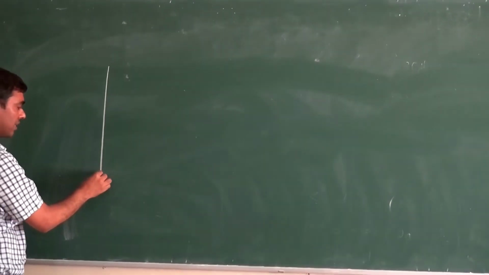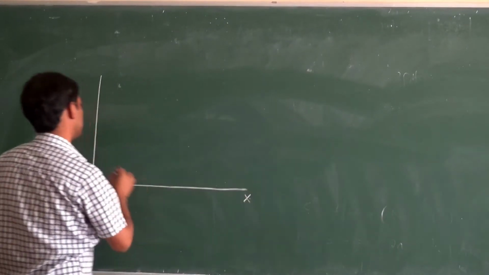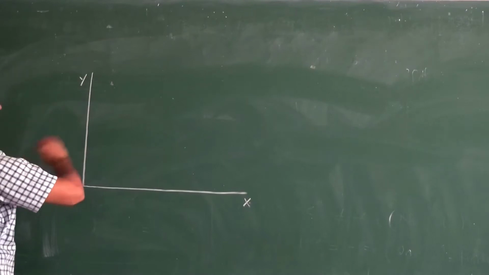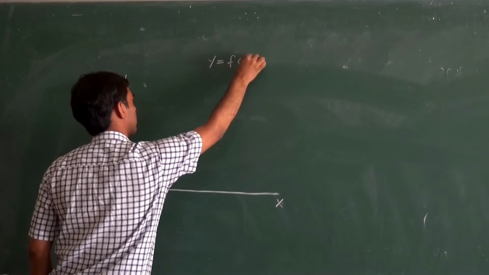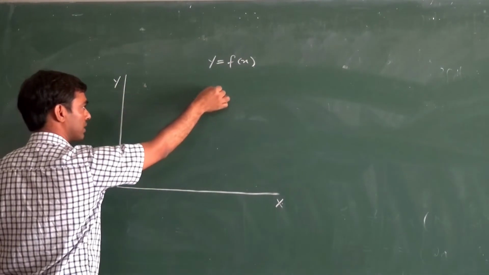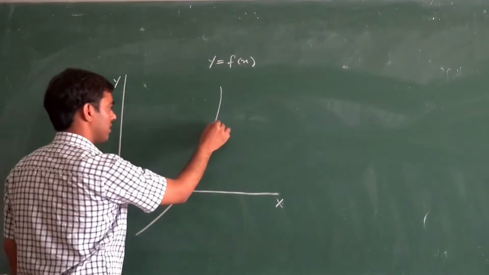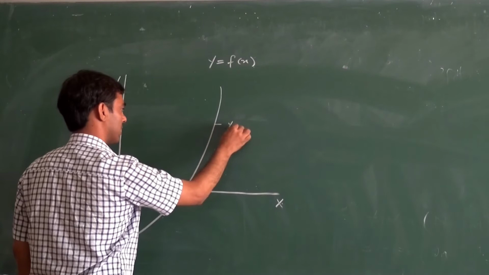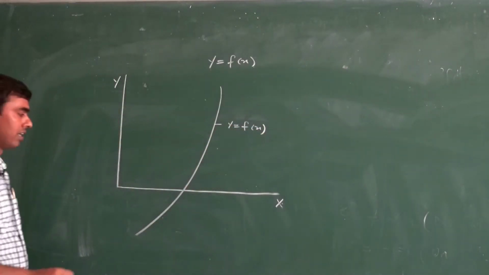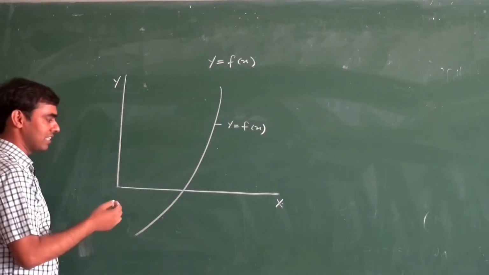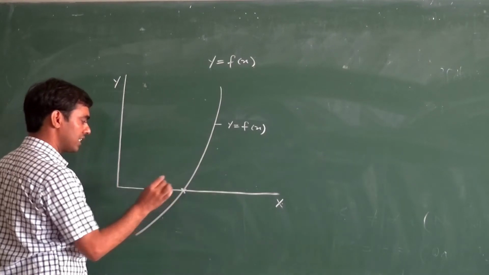So if we try to plot an equation in the xy coordinate, suppose this one is y equal to f(x). So what is the solution? Obviously the point of intersection with the x-axis, this point is a solution.